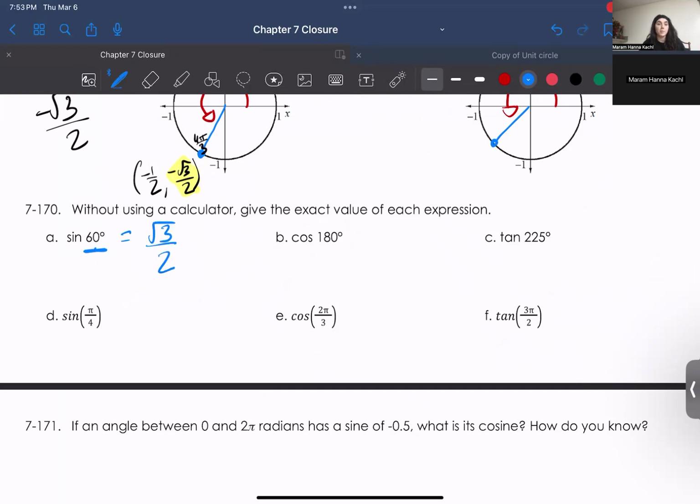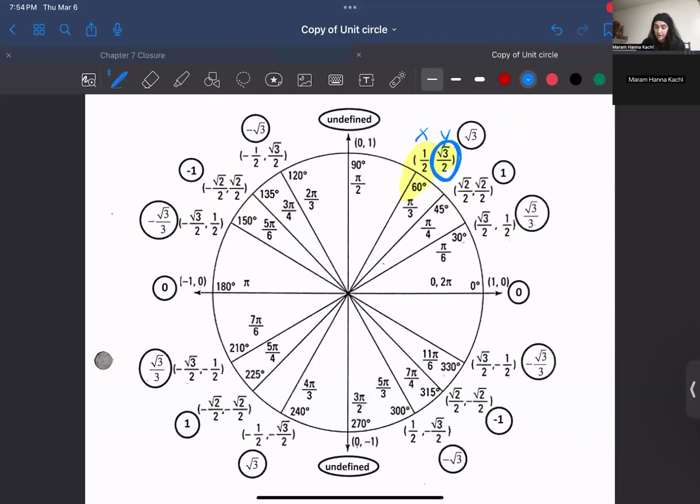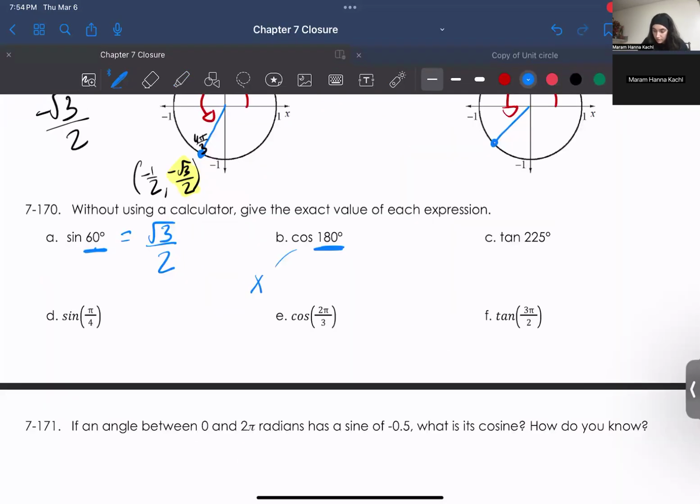Now I'll try the same thing for b. Find 180 degrees, and then cosine. Think about whether that relates to x or y. Since it relates to the x value, when you're at 180 degrees, tell me what that x value is. Going to 180 degrees, my x value here is that negative 1. So cosine 180 equals negative 1.